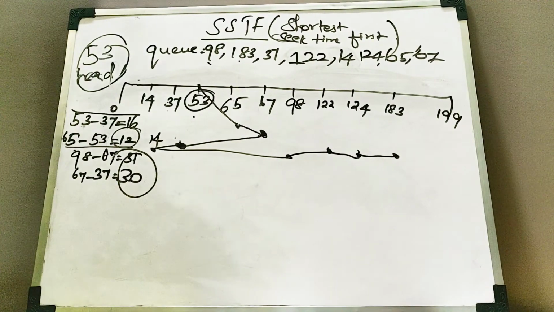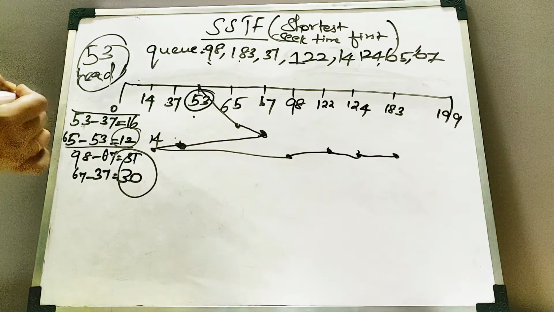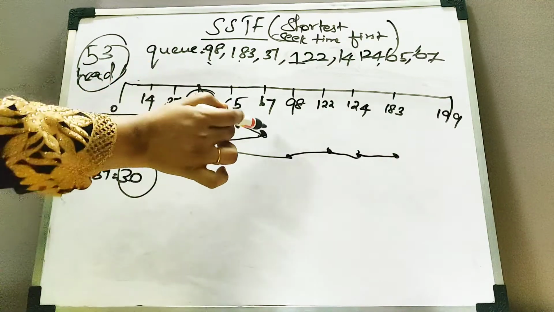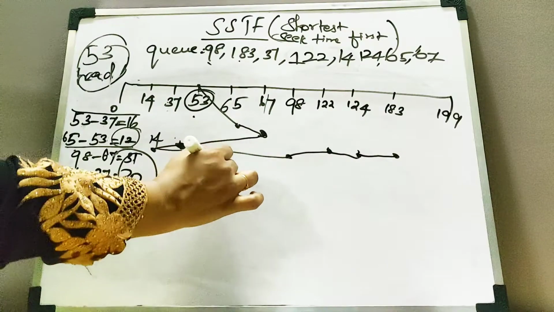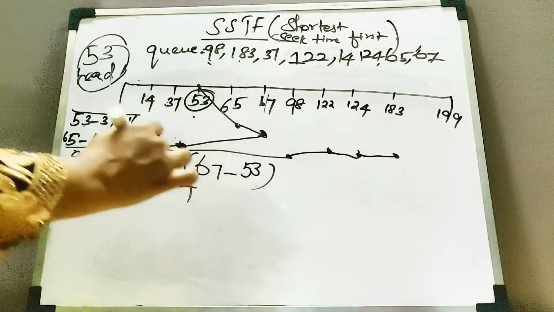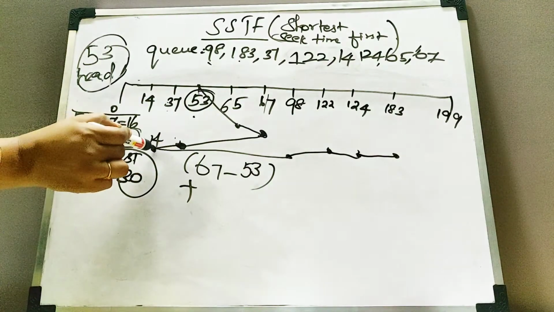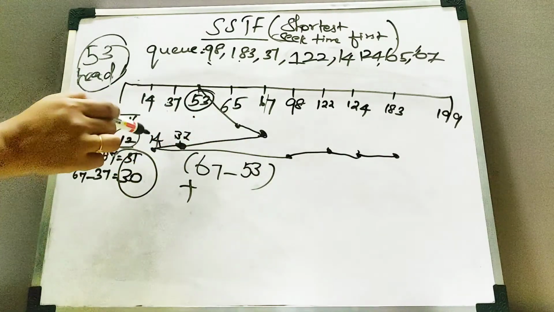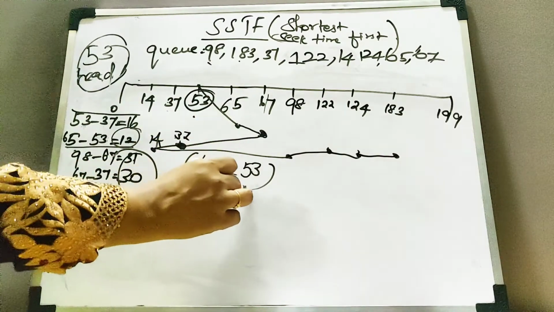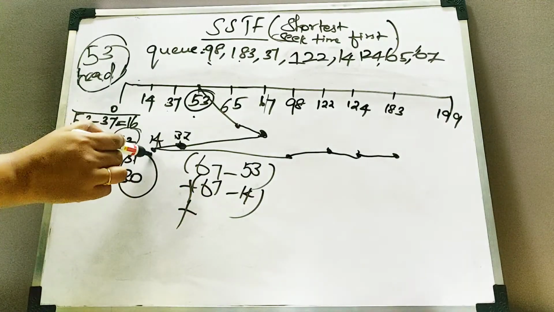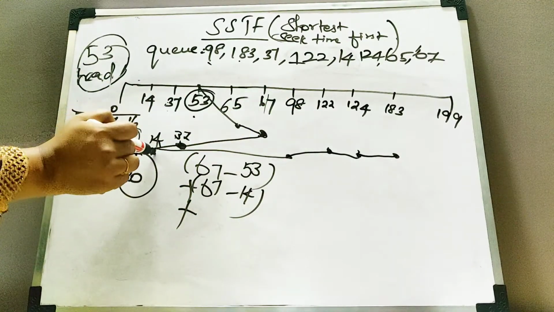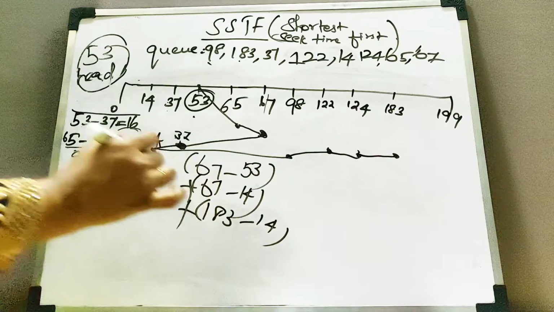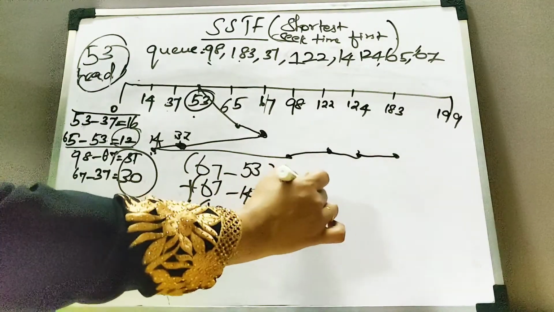We'll continue with the calculation. We have to find the total cylinder movement, the total length. You have to see this stretch. 67 minus 53 plus, what is the next one? 67 minus 14. Here it could be 14 or 37, but what we have to take is 14. So 67 minus 14. The last value is from 14 to 183. So 183 minus 14. If you calculate this, you will get a value of 236 cylinders.